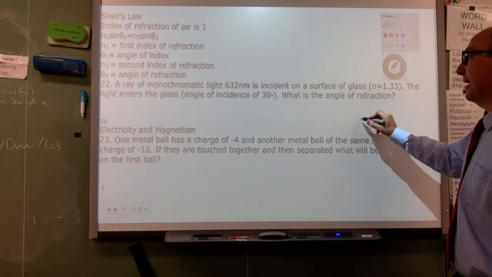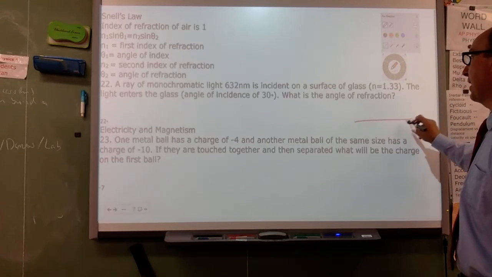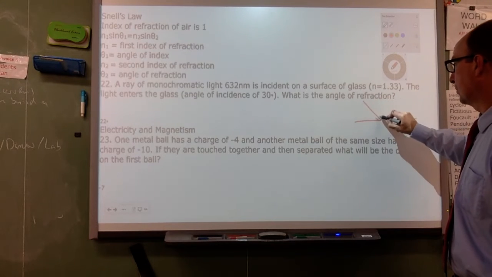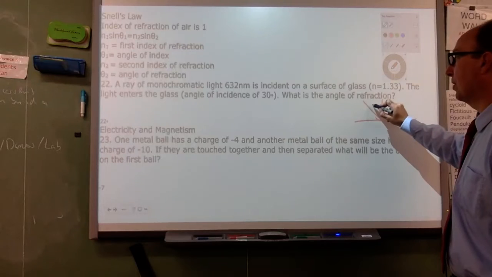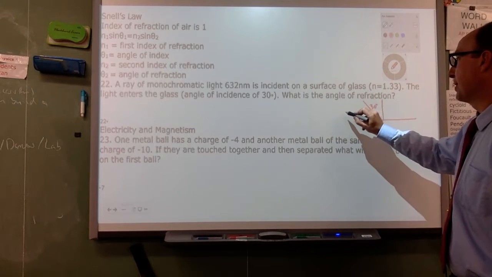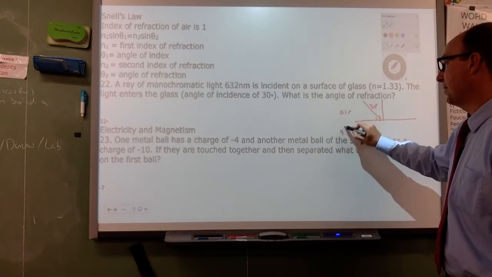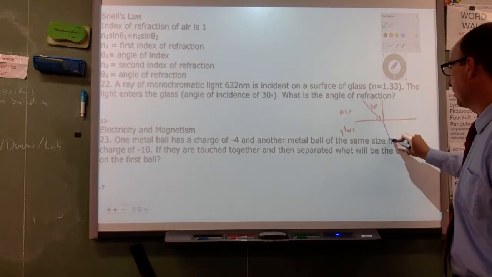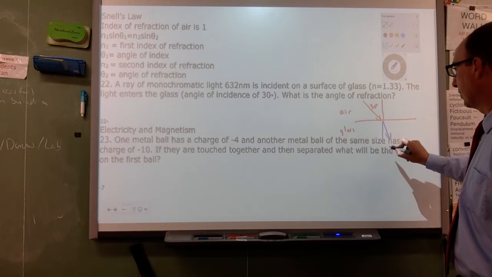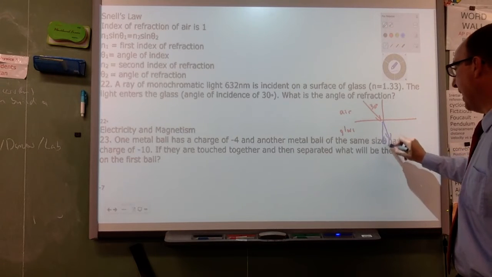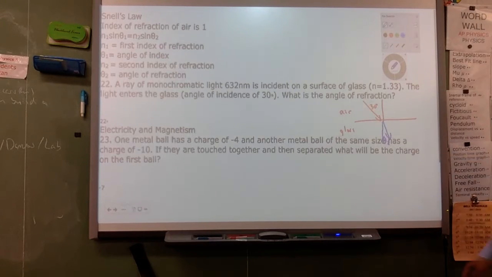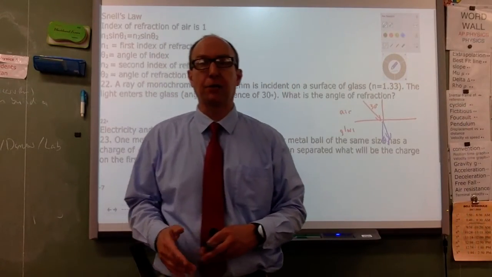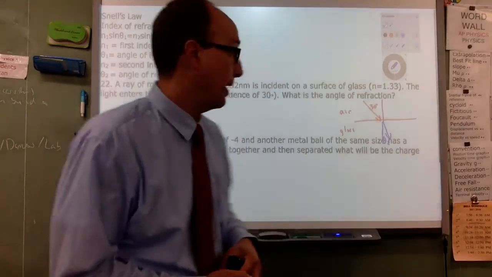And we're saying that we have light that is hitting glass at an angle of 30 degrees. This is air, this is glass, and it's going to bend. And I want to know what that angle is in there. And since it's going from a lower index of refraction to a higher index of refraction, it's going to bend towards the normal. That's what happens.